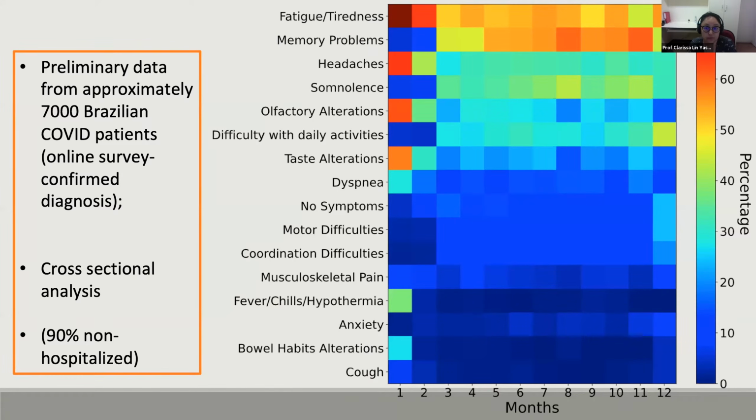We just ran a quick analysis from this cross-sectional study, and it's important to say that most of these individuals, from the 7,000, have not been hospitalized. So most of them had home treatment only. And if we look over time, we see some of the symptoms do not appear at the beginning of the infection, but they start appearing and remain over time, like fatigue, memory and cognitive problems, headaches, difficulty with daily activities. And this is what we have been seeing in our patients here.